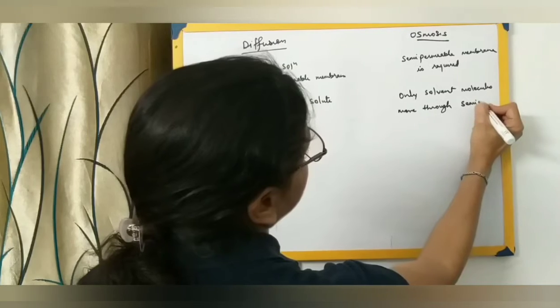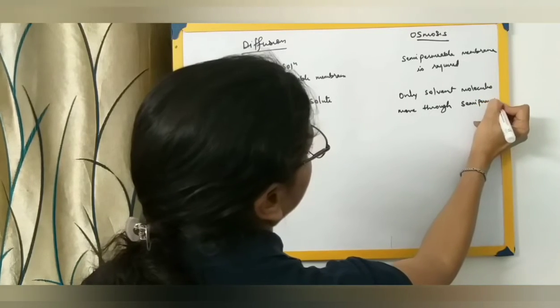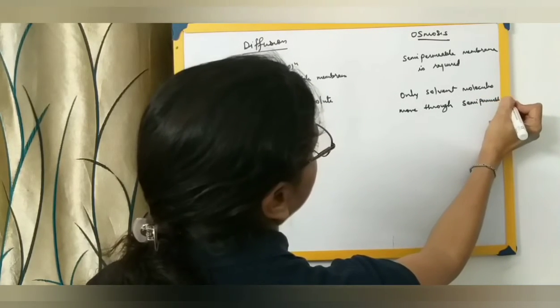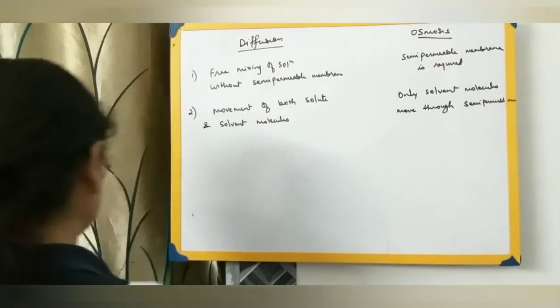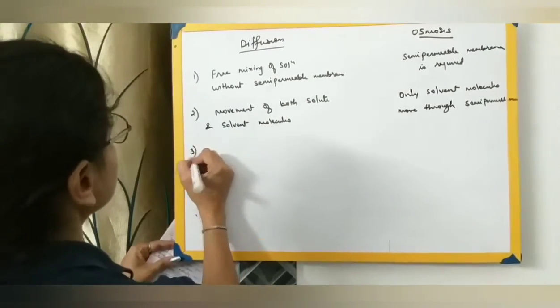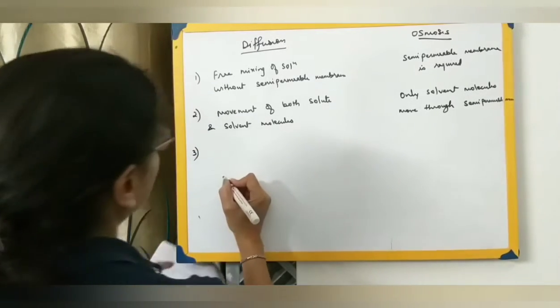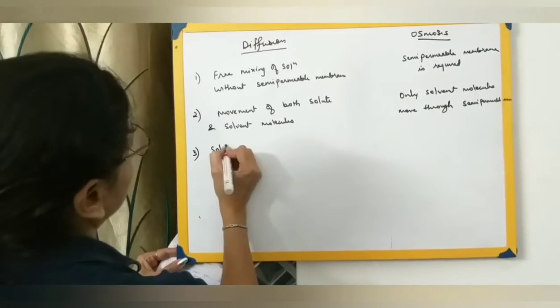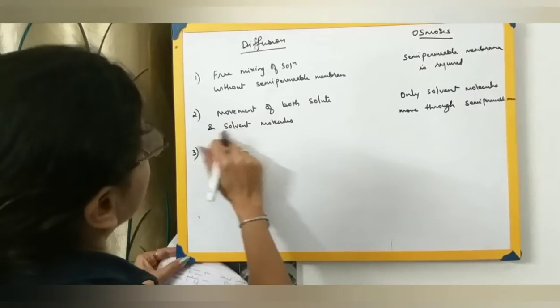Semi-permeable membrane. Let me write down in short. I hope you can understand. Then in this particular case, the third, that is in case of diffusion, solute particles, as I said, there is movement of both solute and the solvent particles.